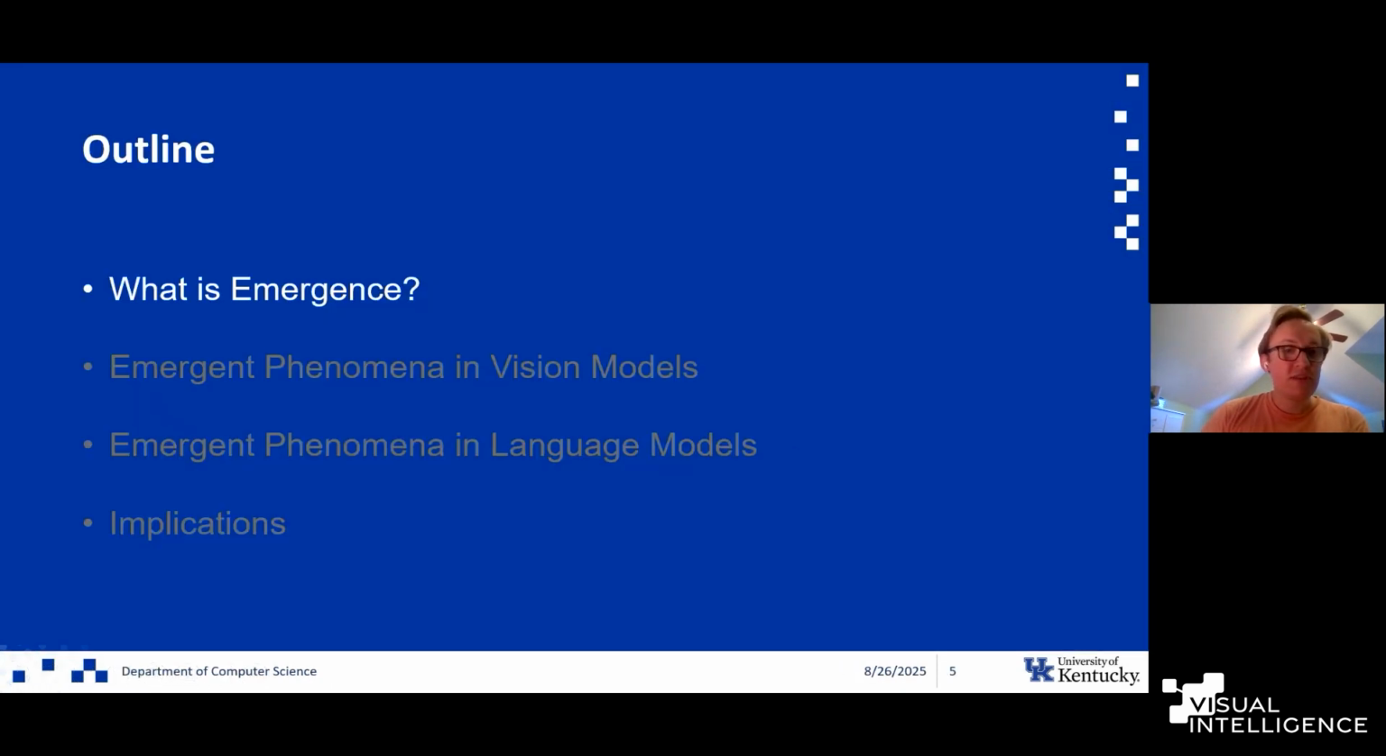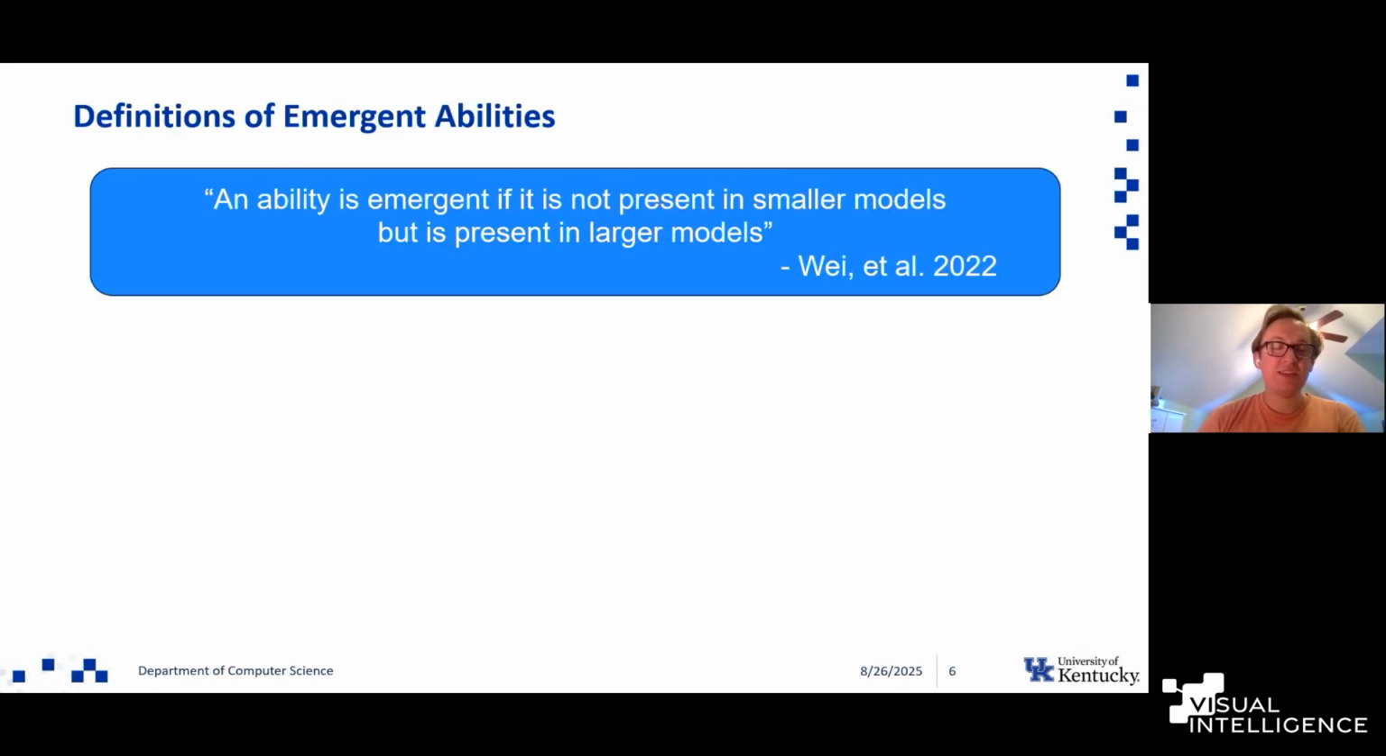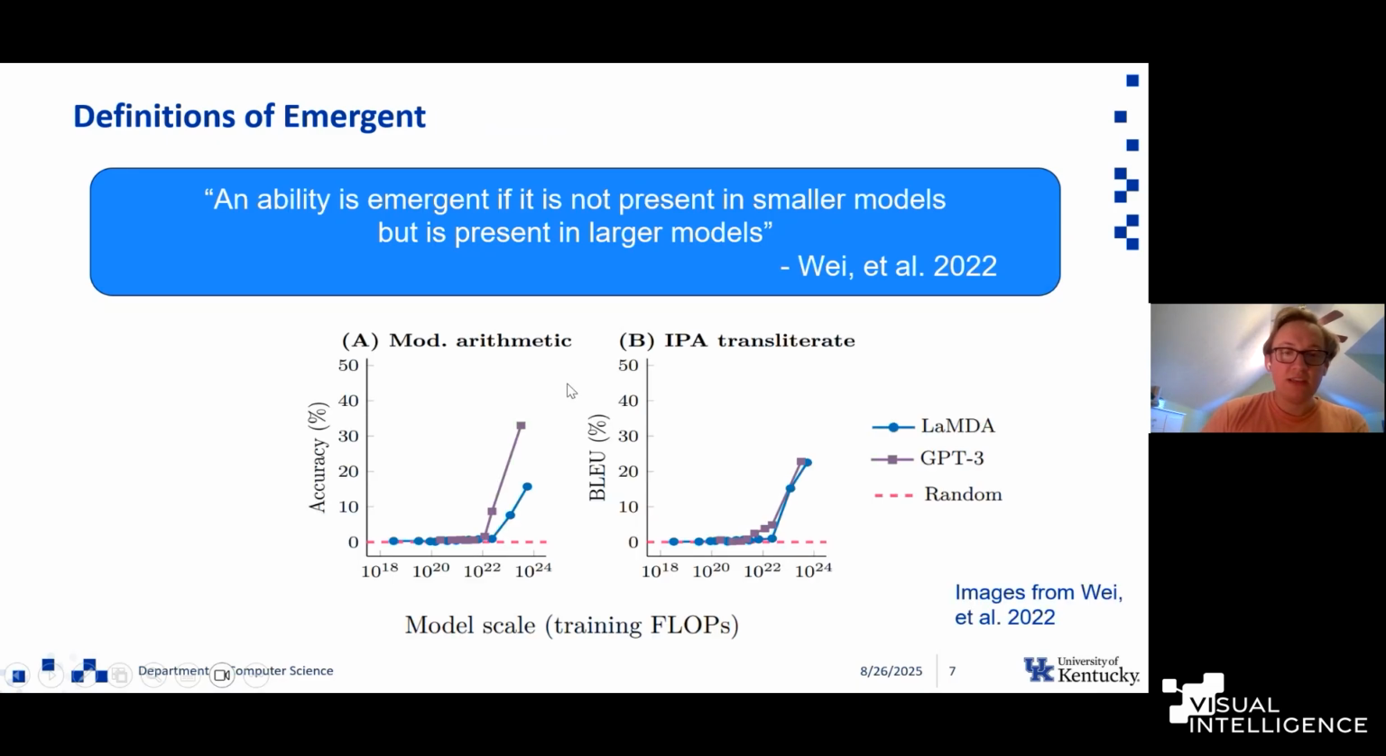So starting with what is emergence? Let's align on one definition, not the only definition, because you could have many different definitions of this. But this definition was proposed in 2022 by Wei et al. An ability is emergent if it is present in large models but not present in smaller models. And what that might look like is something like this.